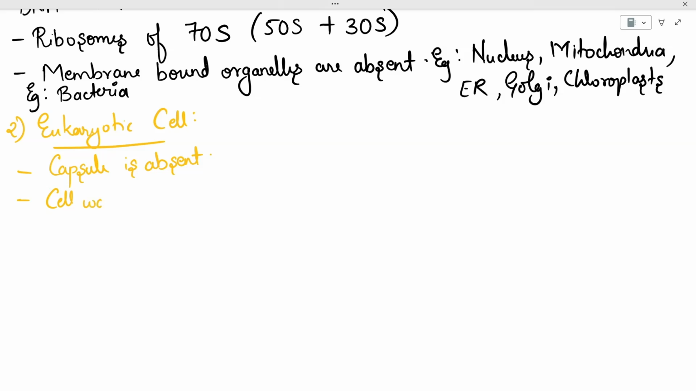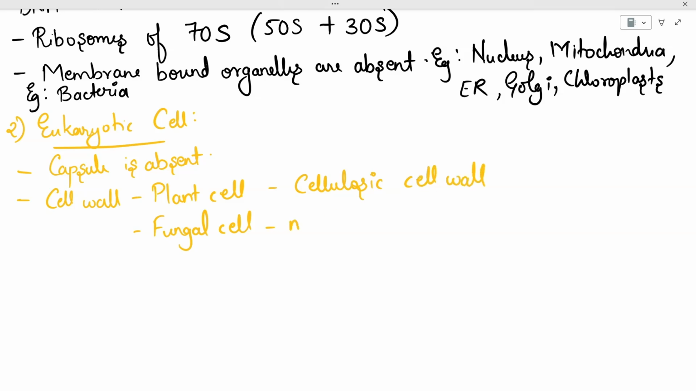You can find the cell wall in plant cell and also in fungal cell. Basically in plant cell it is made up of cellulose, so you can say that plant cell has a cellulosic cell wall. In fungal cell it is a non-cellulosic cell wall.